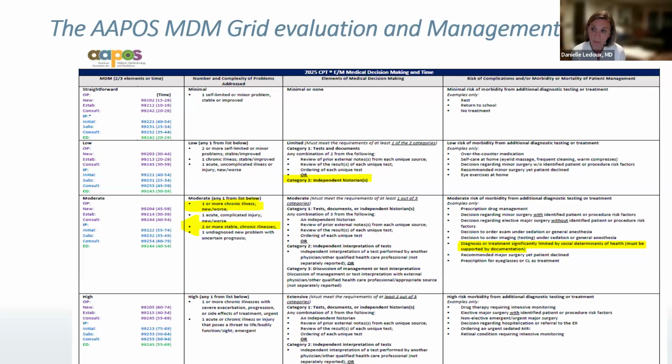So this is a child who's been operated on once before, and could head in a direction that you wouldn't want, an unstable direction, because they're not adequately using the glasses that would otherwise treat the underlying condition. So whether this is stable or not, whether this is a new or worse chronic illness, we could discuss further. You have an independent historian, but between the number and complexity of problems addressed and the treatment that's being limited by social determinants of health, this meets the criteria for a level 4.